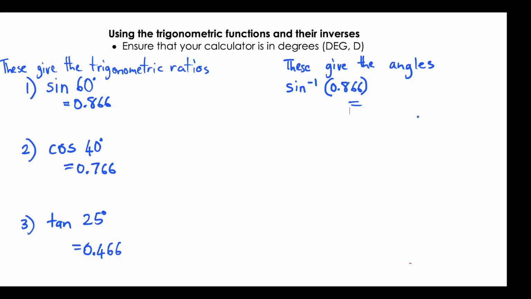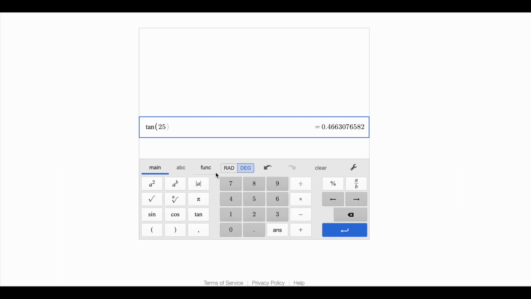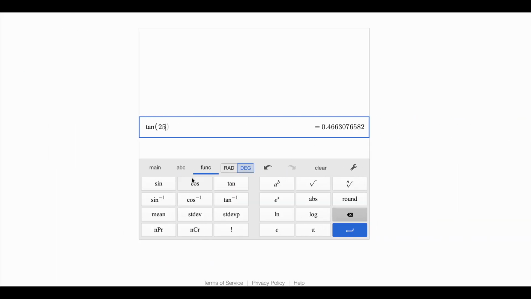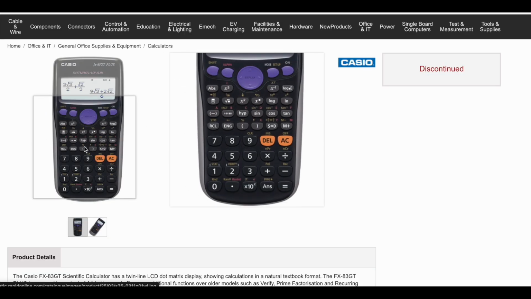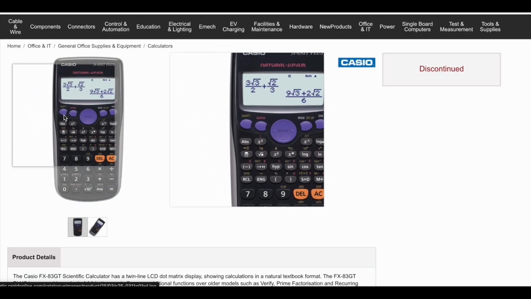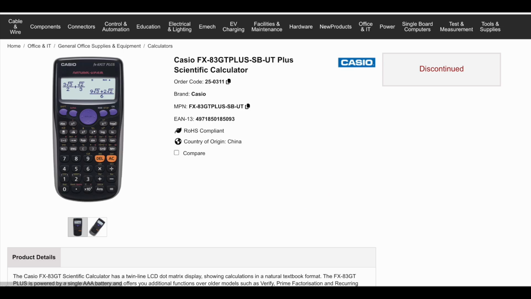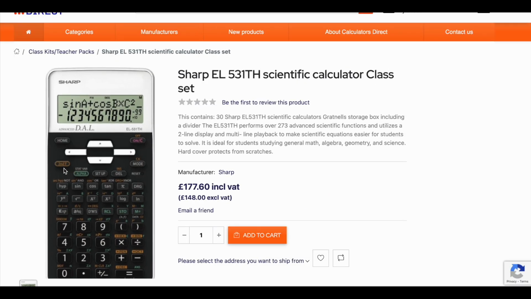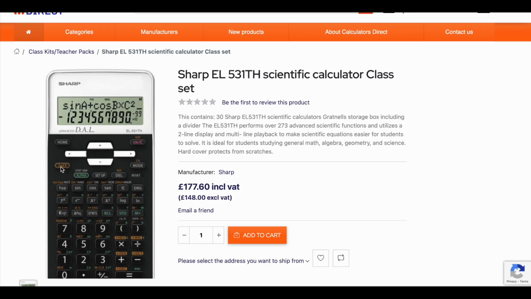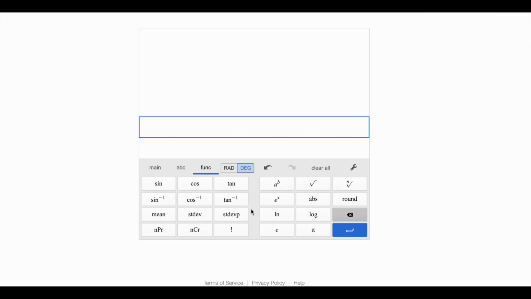On your calculator, you would press shift then sine. If you don't have shift, you'll probably have second, so you have a little 2 and an ND. On this one you see shift in the corner, this one has shift in the corner, and this one had second, the one that says 2 and then ND. So once I press shift and then sine, it should give me this with a -1. This -1 just means the inverse.